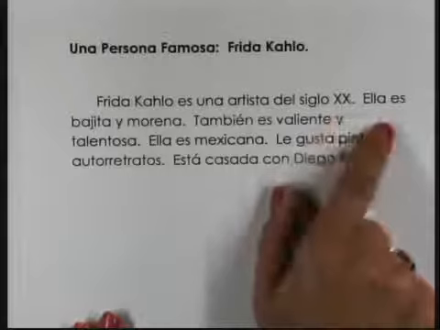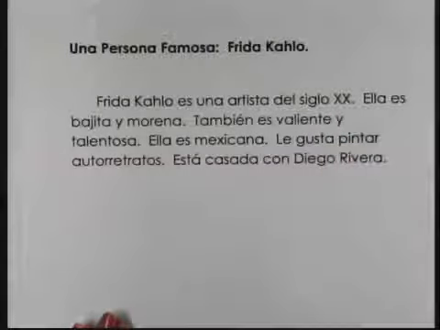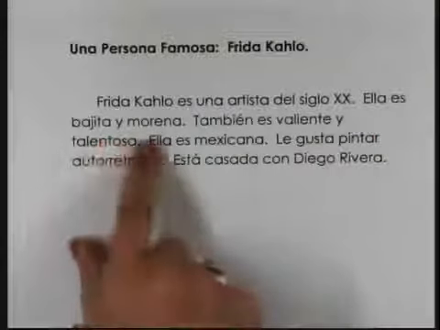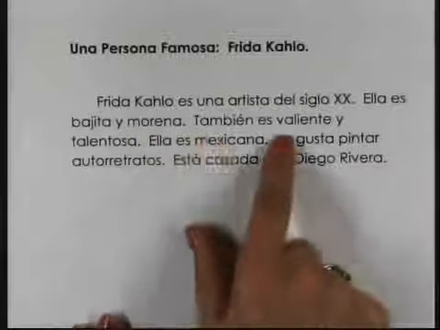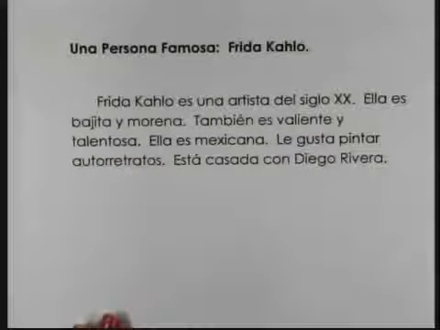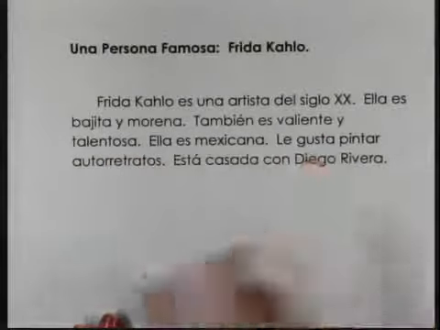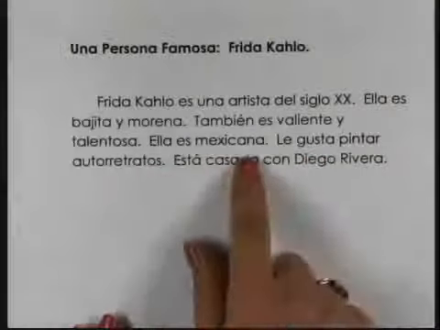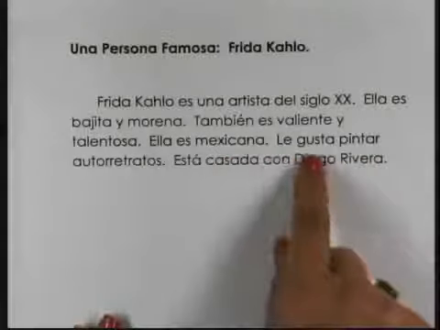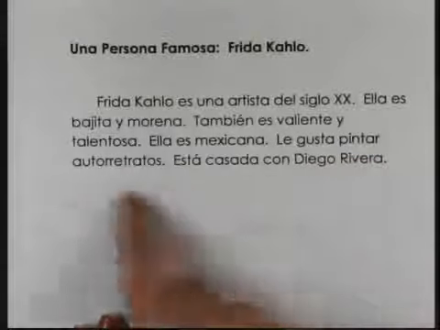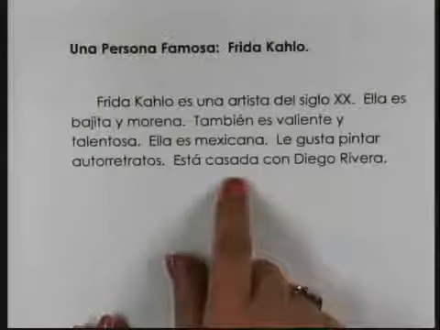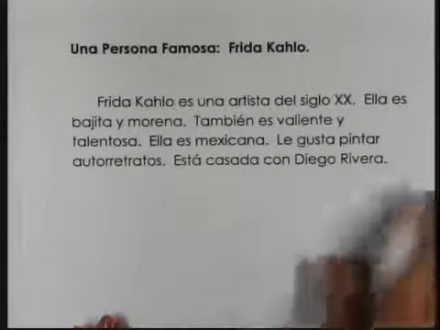Then remember, you have 2 or 3 adjectives that describe her physical appearance. Ella es bajita y morena. She's short, a little bit short, and she has dark hair. También es valiente y talentosa. She's also brave and talented. So those are two more adjectives that describe her personality. Ella es mexicana. I told her her nationality, su nacionalidad. What does she like to do? Le gusta pintar autorretratos. She likes to paint self-portraits. And then I threw in another important fact about her life. Está casada con Diego Rivera. She's married to Diego Rivera.